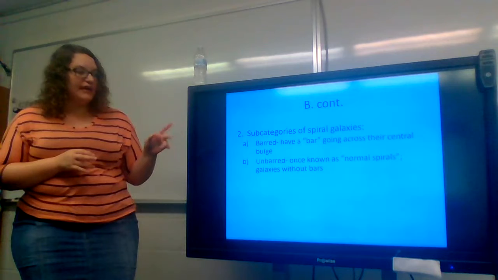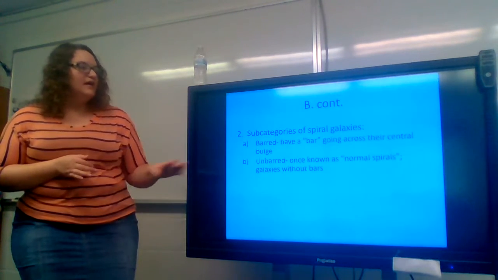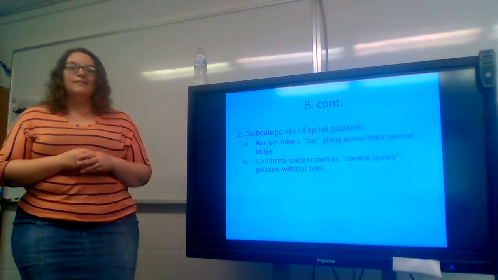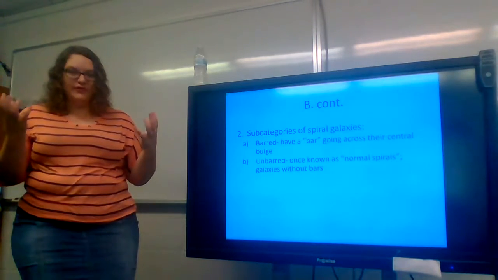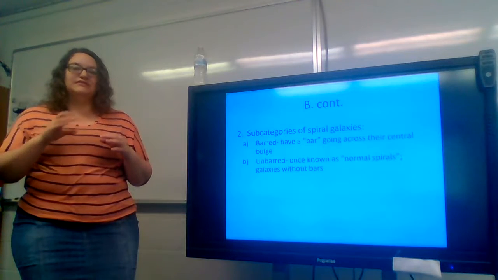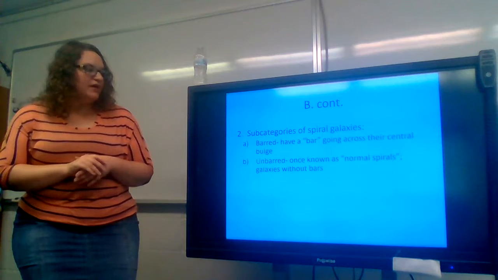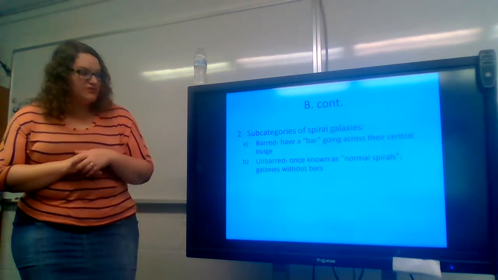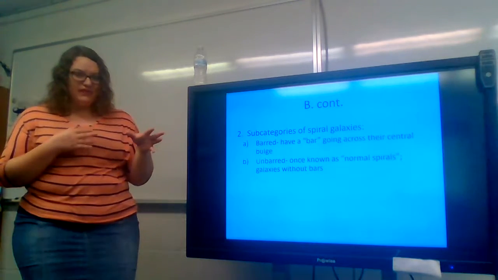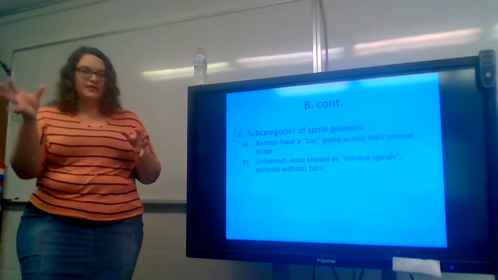Subcategories, there are 2 categories. You have a barred spiral galaxy or an unbarred spiral galaxy. A barred spiral galaxy has a bar going across its central bulge. Now it's not a literal bar that you would put to block a door or something like that, but it looks like a bar running through the bulge. And then unbarred are once known as normal spirals, but these are galaxies without bars. So they used to just be called normal and barred, and then they changed it to unbarred and barred.